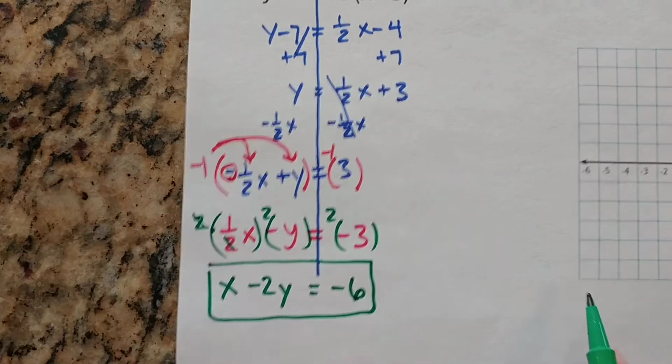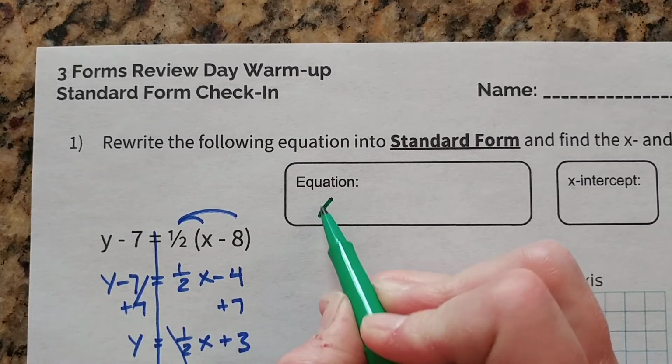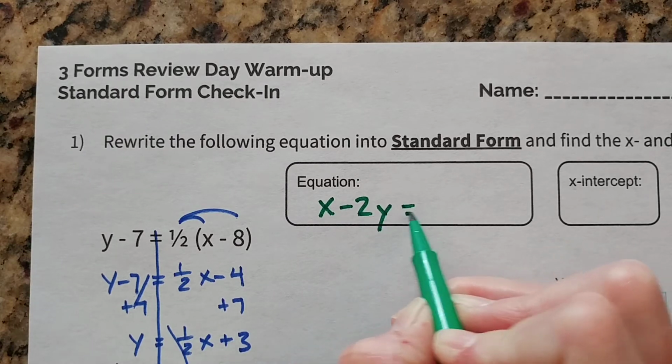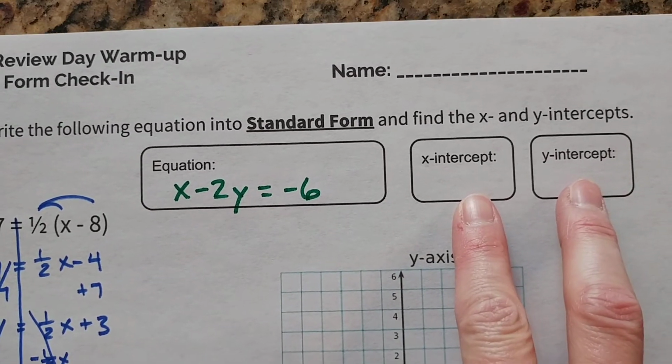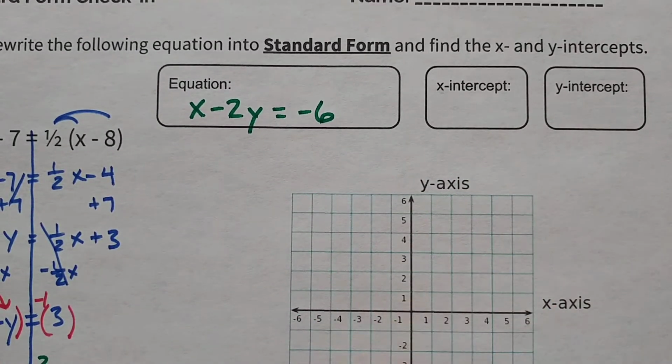So we're going to take this equation, we're going to write it right up here. There it is in standard form. Now the next step here would be to find the intercepts, and then once we have the intercepts, we can use them to graph.